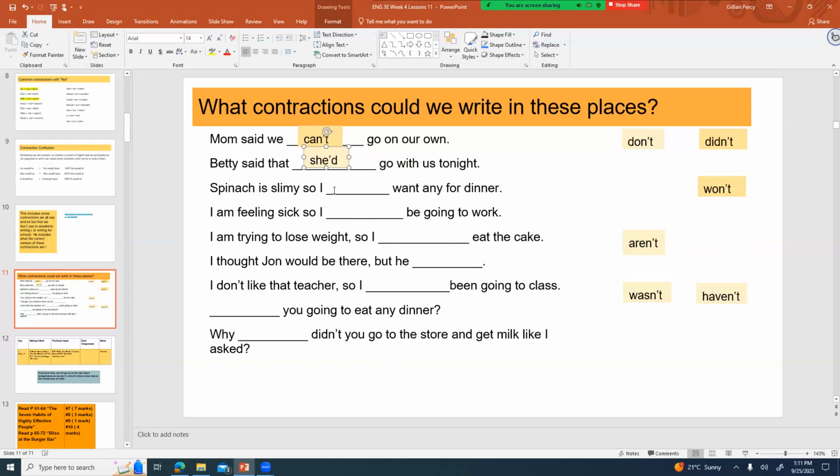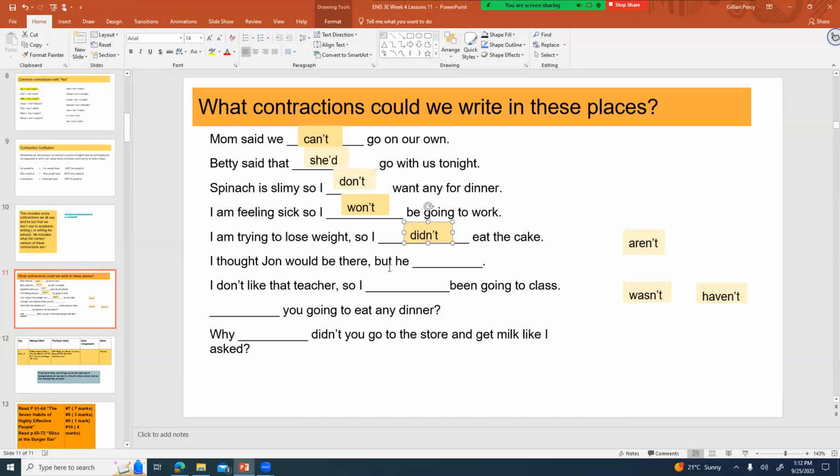Spinach is slimy, so I blank want any for dinner. Oh, that one sounds like don't. I don't want any for dinner. I am feeling sick, so I blank be going to work. I think that's going to be won't. I won't go to work. I am trying to lose weight, so I blank eat the cake. I'm going to say didn't eat the cake.